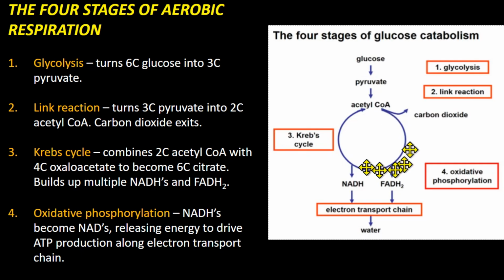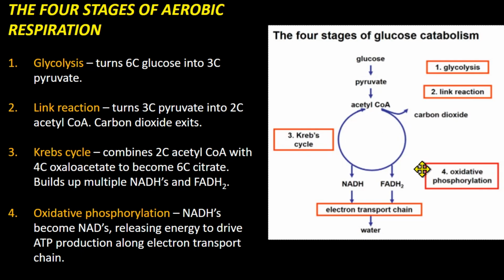So this is also called the citric acid cycle. This was going to build up multiple reduced NADs and FADs, or NADHs and FADH2. Remember, these are like charged batteries. These are like catcher's mitts that are holding balls of hydrogen and electrons ready to be released.